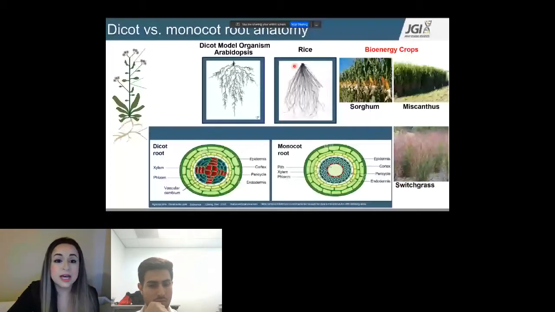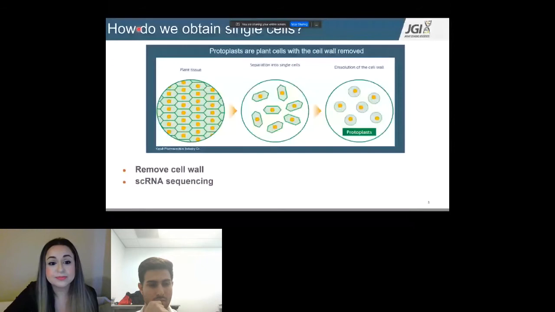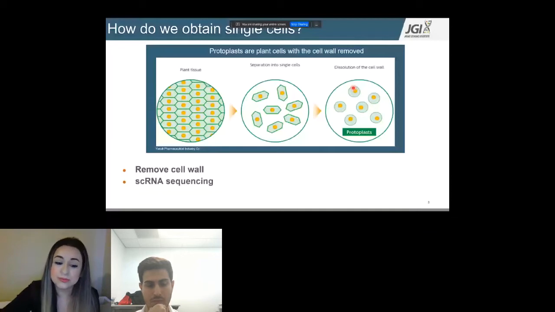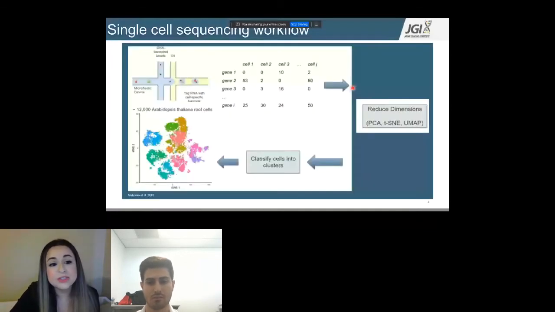So how do we obtain single cells? Plant cells have cell walls, and we have to get rid of them in order to perform single cell RNA sequencing. We can do this through an enzymatic digestion, and after incubation, you're left with protoplasts. And these are just plant cells with no cell wall. Once you have your individual cells, you can follow the protocol.